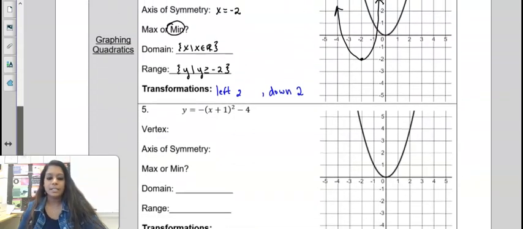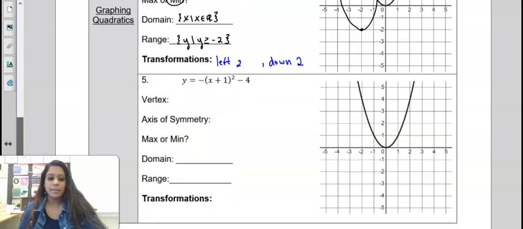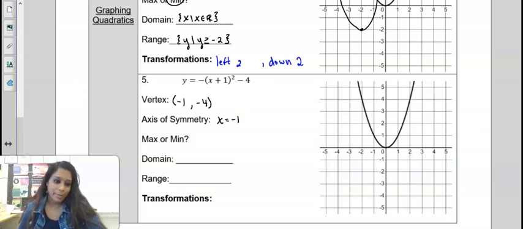Okay, just one more example here. It looks like my vertex is at negative 1 because it says positive 1, so just take the opposite sign, and then it goes down 4, so negative 4. The axis of symmetry is going to be at negative 1 for this one. Maximum or minimum? Well, this particular graph is negative, so it's going down. Let me graph the vertex real quick. So negative 1, 1, 2, 3, 4. And then it is going down, so I'm just going to graph that real quick.